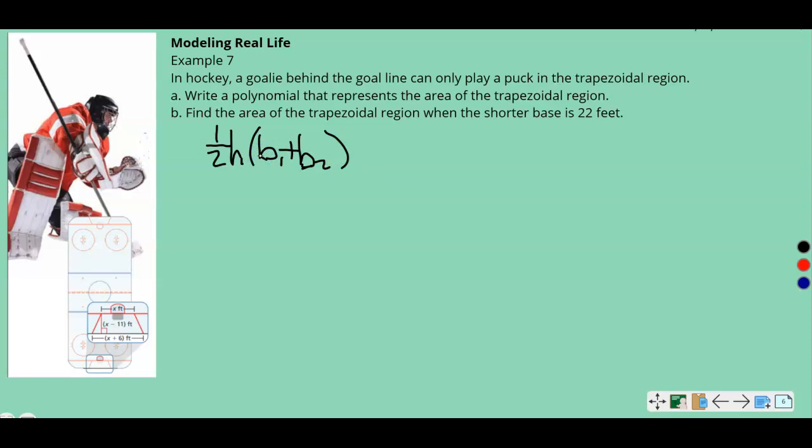All right, so what does that mean for what we're given? We're given 1/2 is part of the formula. Again, if we come down here and look, the height here is x minus 11. So we're going to put x minus 11. And then we're going to multiply that times base 1 and base 2. So if you look, base 1 is x, base 2 is x plus 6 feet. So we've got x and then plus x plus 6.